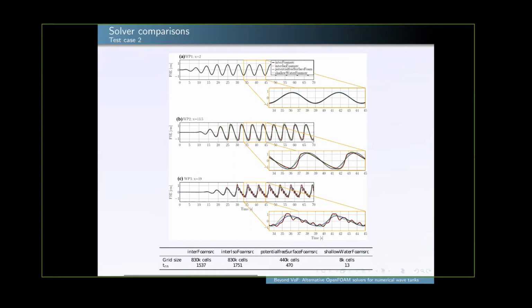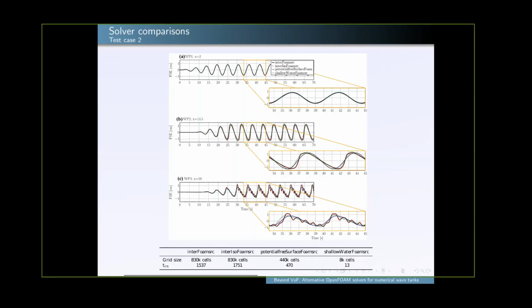So for this 70-second simulation, it took about 900 seconds to simulate. So 15 minutes, we could get a 70-second simulation, whereas using interFoam, it's over 100 times more simulation time. So what you're getting in 15 minutes for shallow water foam, you're waiting a couple of days for interFoam.